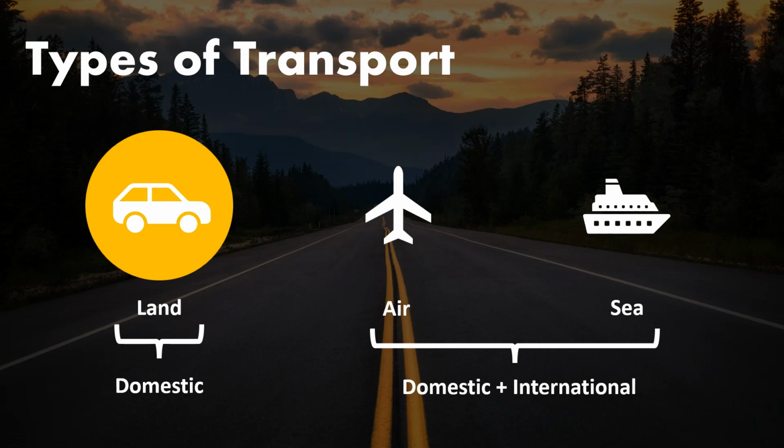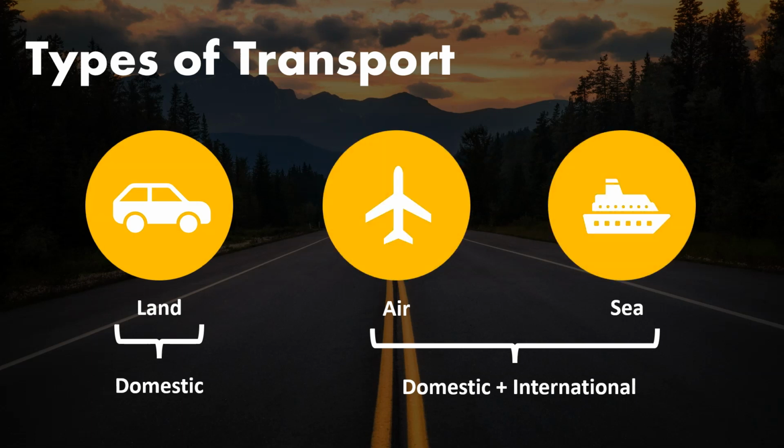There are three domains of transport: land, air, and sea. Land transport obviously takes place through roads, air transport takes place through the sky, and sea transport takes place through the oceans. Land transport is confined to domestic purposes because obviously there are no roads between countries. But air transport and sea transport can take the form of domestic transport or international transport, because we have domestic flights and international flights. And similarly in sea, we have inland waterways and ocean transport from country to country or port to port.